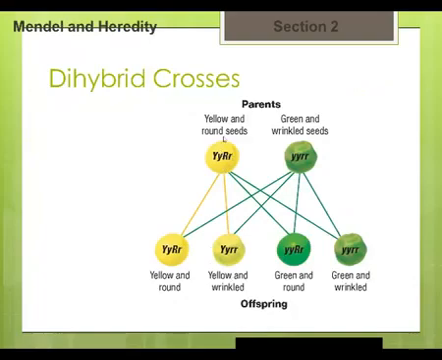So in his dihybrid cross, he took yellow and round seeds for one parent, and green and wrinkled seeds for the other. In his offspring, he found that he got yellow and round seeds, yellow and wrinkled seeds, green and round seeds, and green and wrinkled seeds. He didn't just get a case where there was yellow and round or green and wrinkled. He got a mixing of the characteristics.